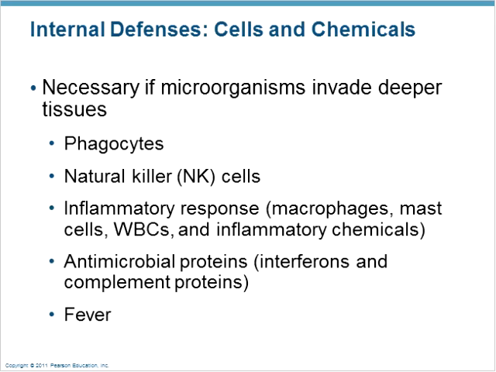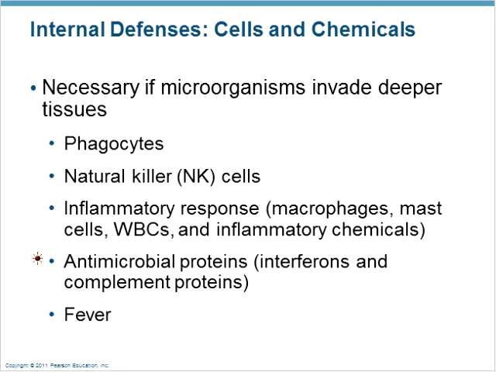Internal defenses include cells and chemicals, and these are still within those general defenses. They're necessary if microorganisms actually are able to invade into our deeper tissues. And we talked about those. Phagocytes, those are white blood cells that eat other bacteria or cells or whatever. We have NK cells, which are those natural killer cells. We have the inflammatory response where we have macrophages and white blood cells and mast cells and inflammatory chemicals, and we'll talk a lot about those in a bit.